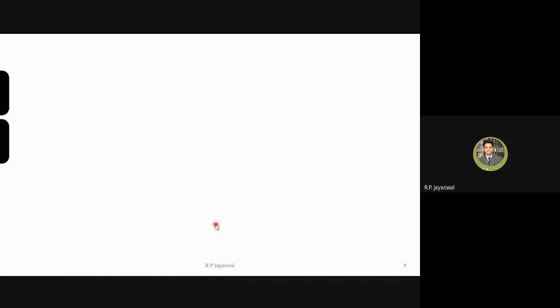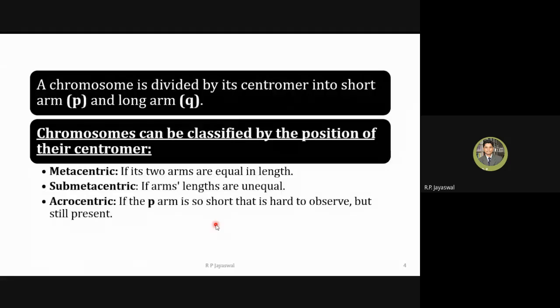Okay. Next, a chromosome is divided by its centromere into a short arm and a long arm. The short arm we call the P arm, and the long arm we call the Q arm, right? So here this is the centromere, which divides the chromosome into halves. Okay, and chromosomes can be classified by the position of their centromere, which we have already studied.